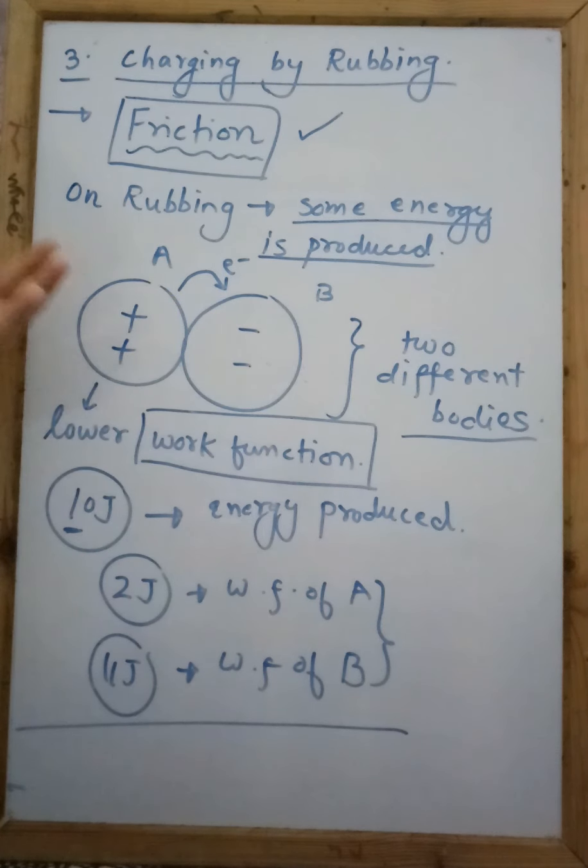So what does it basically mean? It means that glass has a lower work function, क्योंकि glass के ऊपर अगर positive charge आ रहा है तो glass का work function कम है और silk का work function ज़्यादा है। So that is what is the meaning of charging by rubbing. So direct question, it can come as a 2-mark question.